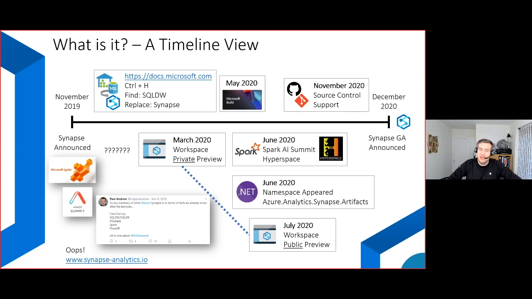And probably another amusement there that you've probably spotted. I've put it in the bottom left: I was frantically searching for Synapse when I was sat in Seattle in November, and I ultimately came across the Egyptian company Synapse-Analytics.io, whose website promptly crashed with all the traffic that was going to it. But anyway, amusing. So what is Synapse? That's a timeline answer to the question.